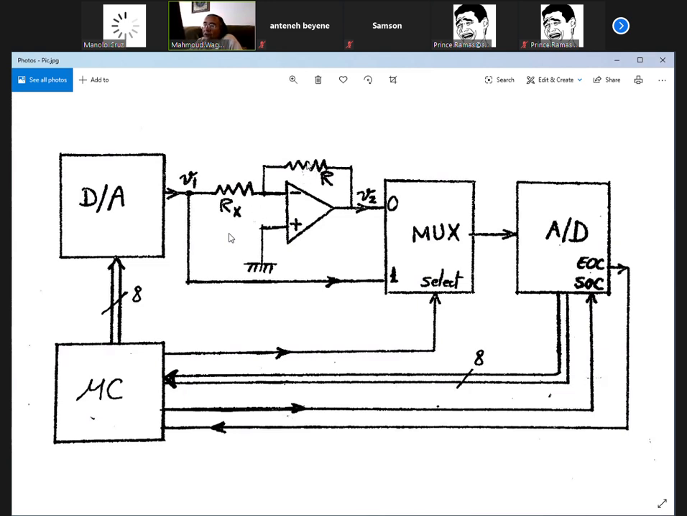We want to measure the unknown resistance X. So we're going to output some data from the D to A converter. This is the D to A converter. Oh, this is a microcontroller, by the way. This is your chip, and that's your output port. Output port is here. You're going to send data to your output port, to the D to A converter.